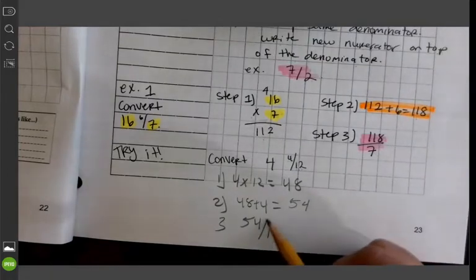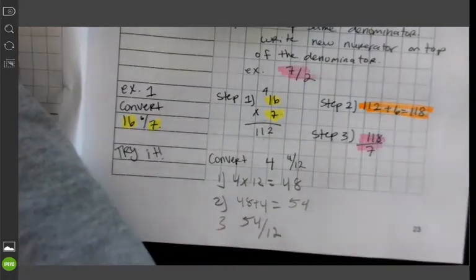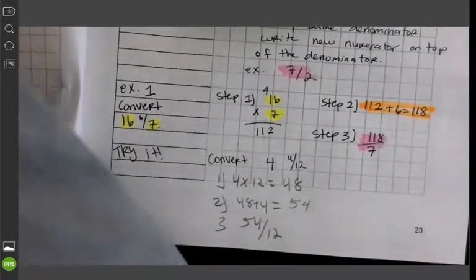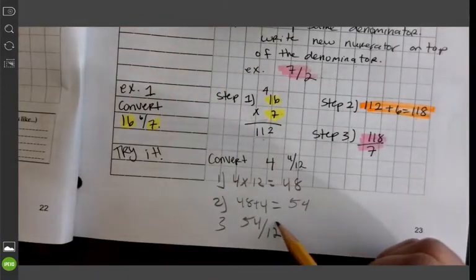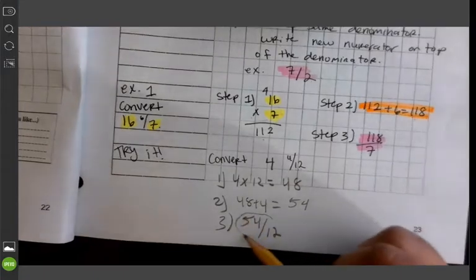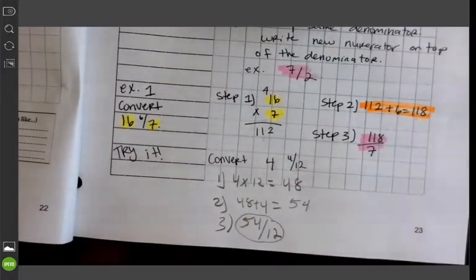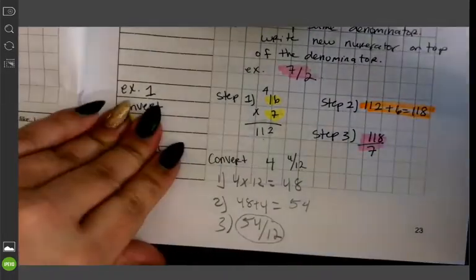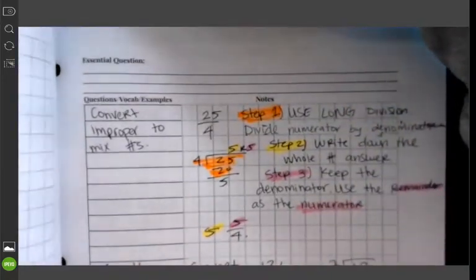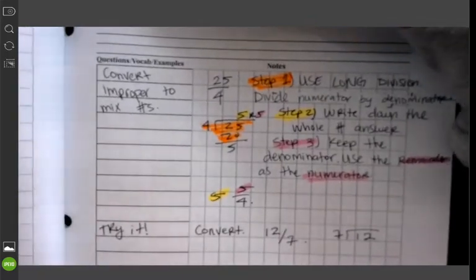Remember that fractions are fancy division, so can we divide 54 divided by 12? Not yet. So right now our answer is in an improper fraction form. Right now that's okay, but the next thing we're going to do is convert improper fractions to mixed numbers. Yay!